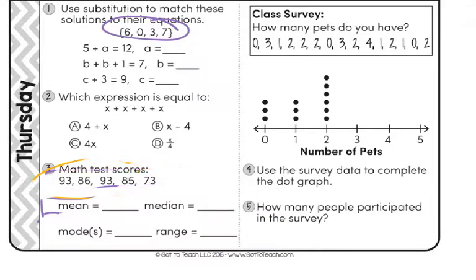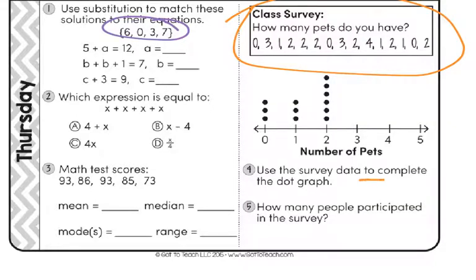All right, question number 4 is going to use this class survey to answer the questions. So, how many pets do you have is the question that was asked. First, you have to use the survey data to complete the dot graph. Now, you will not be able to do that on Google Classroom. You could do the work, take a picture, and upload it for us to see if you'd like.